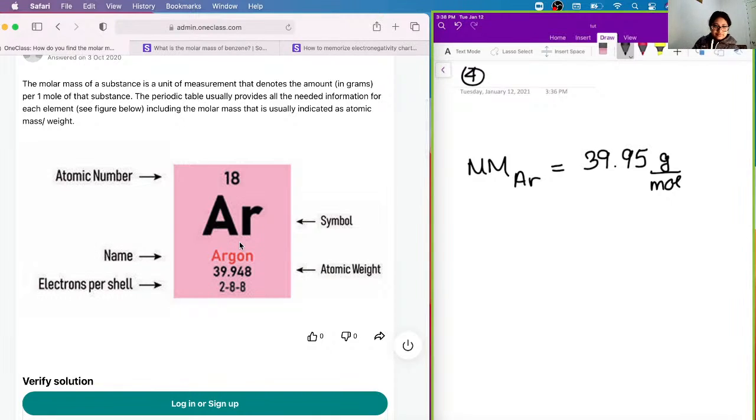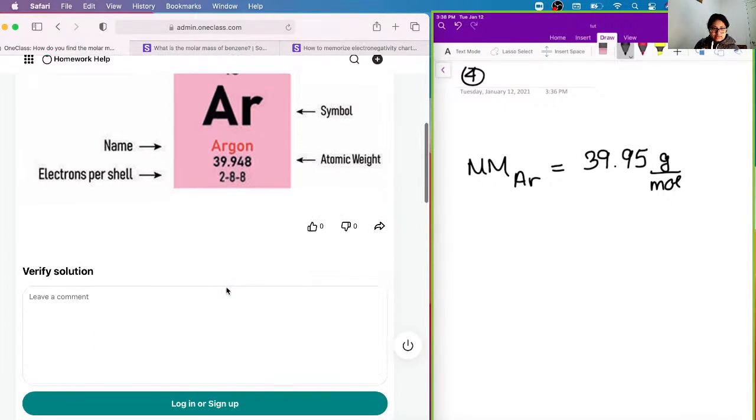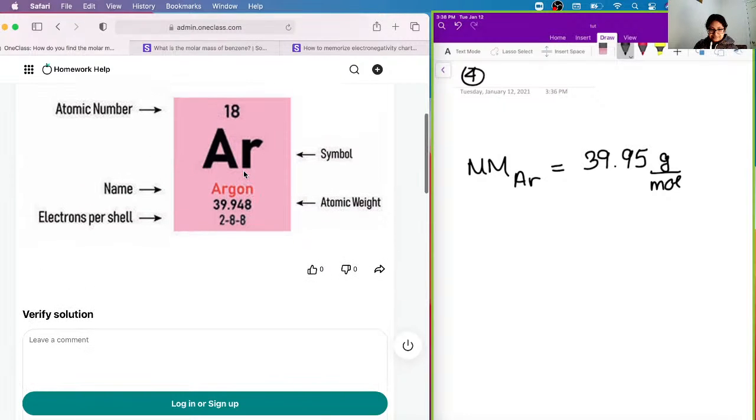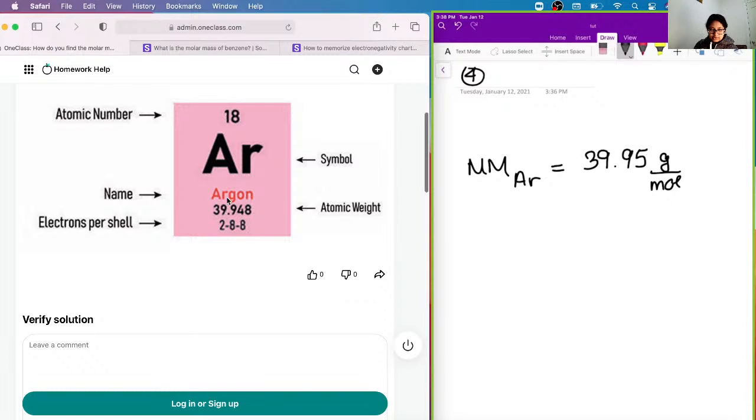So this is your 39.948. This is your molar mass.